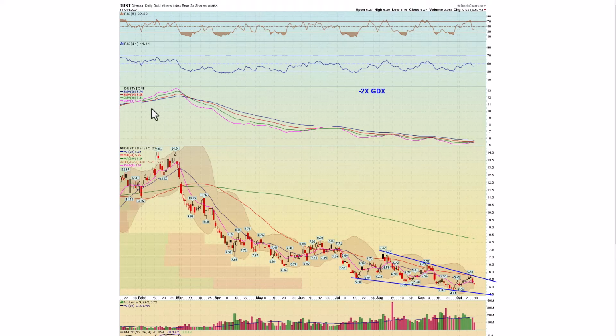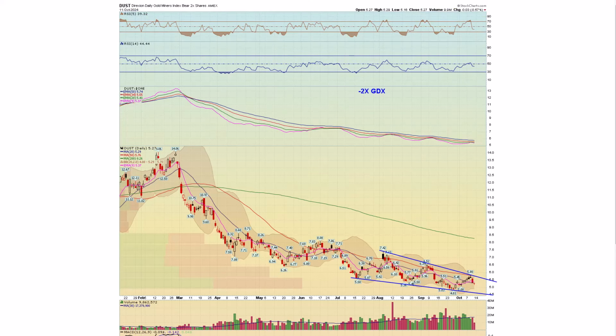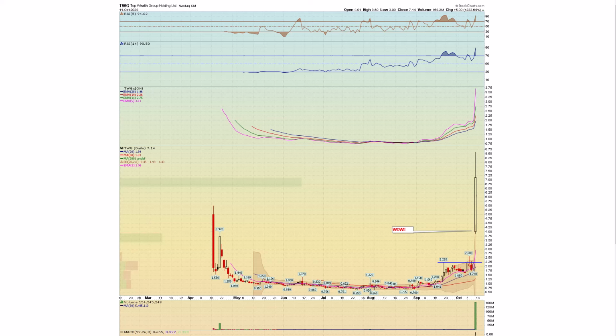One thing to watch over time, guys, on these gold stocks would be DUST. That's the 2-times inverse ETF of GDX. You do now have a potential wedge here. That said, this wedge may need to pull back more within the wedge, but it is something I'm going to monitor. Now, let's move on to trade ideas.